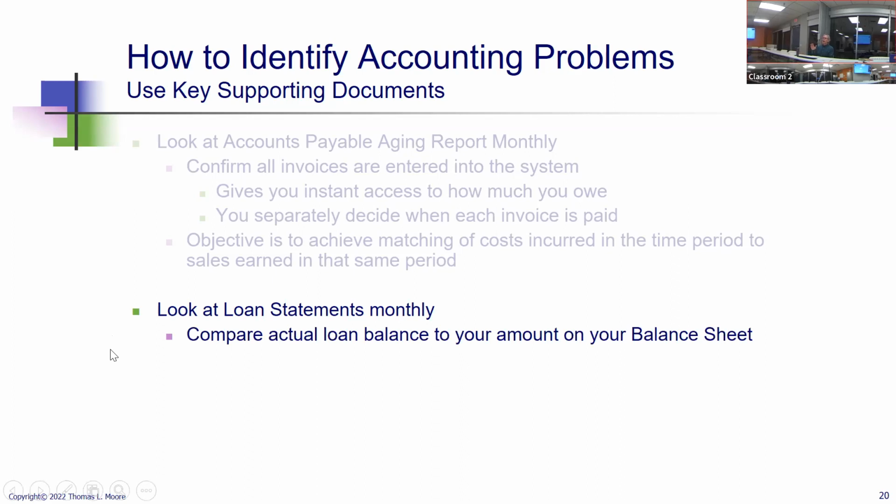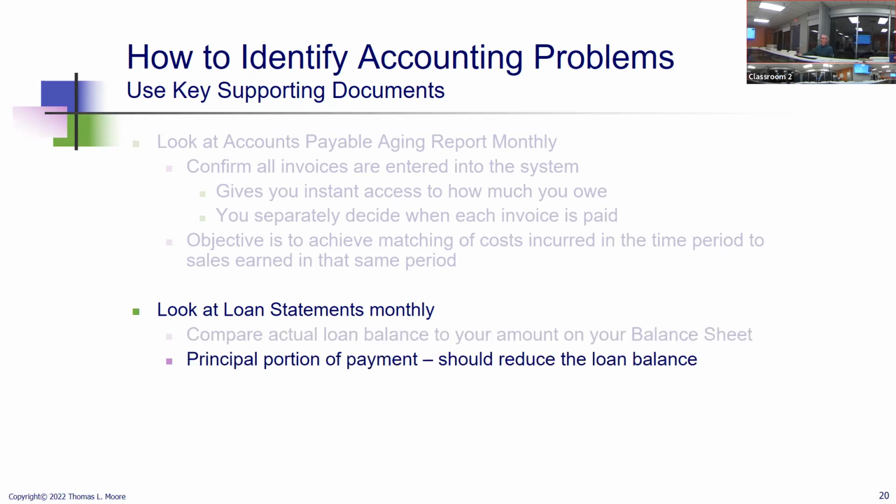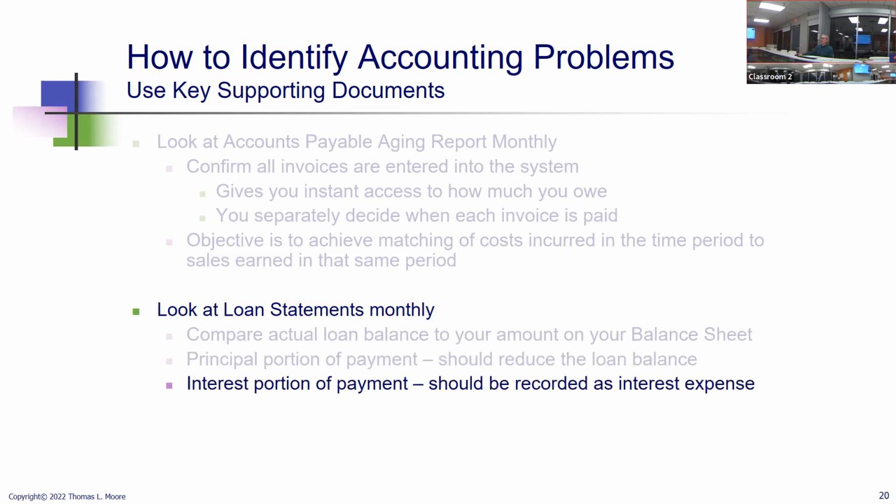So compare your actual loan balance to that of your balance sheet. The principal portion of your payment should reduce the loan balance. The interest portion of the payment should be recorded as an interest expense on your P&L. So those are the kinds of things that you should look for on a monthly basis, right? So this is starting to sound like a lot of effort, isn't it? And it is, but if you get a routine built and set up, it becomes a lot easier to manage. You know what to look for. You can work through that process.